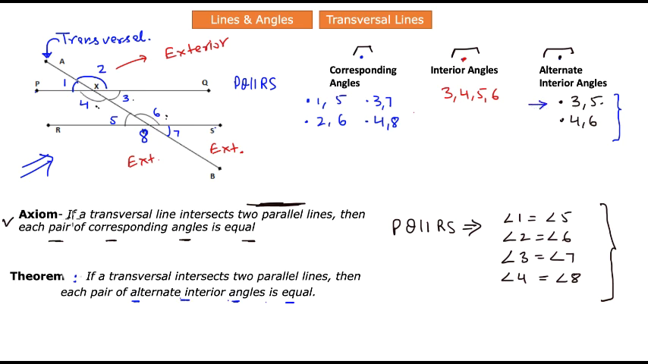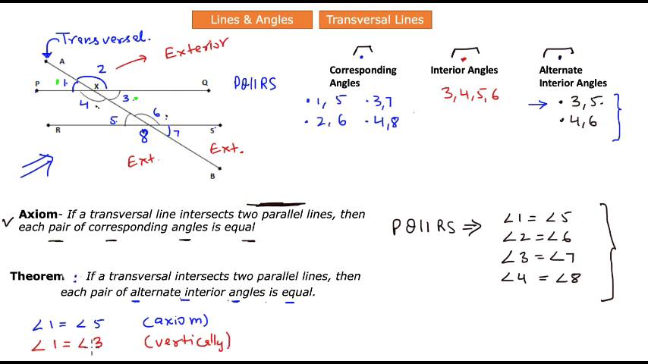At this moment, I would like to prove that 3 is equal to 5. Let's take a look at this axiom. Since these two lines are parallel, angle 1 is equal to angle 5, because they are corresponding angles. So angle 1 is equal to angle 5 because of the axiom we have just stated. But at the same time, if you only pay attention to the line segments AB and PQ, what are the two vertically opposite angles? Angle 1 is equal to angle 3 because they are vertically opposite.